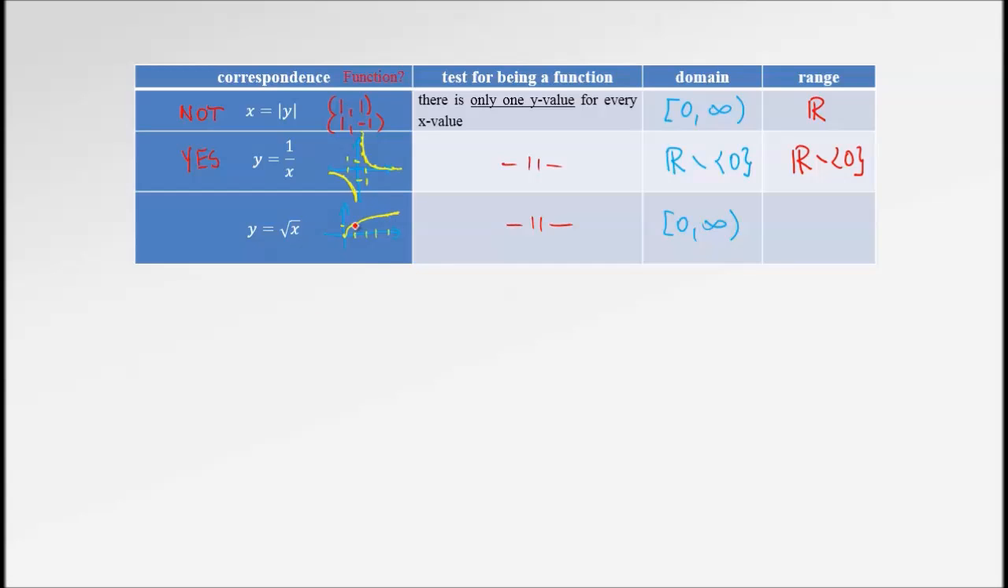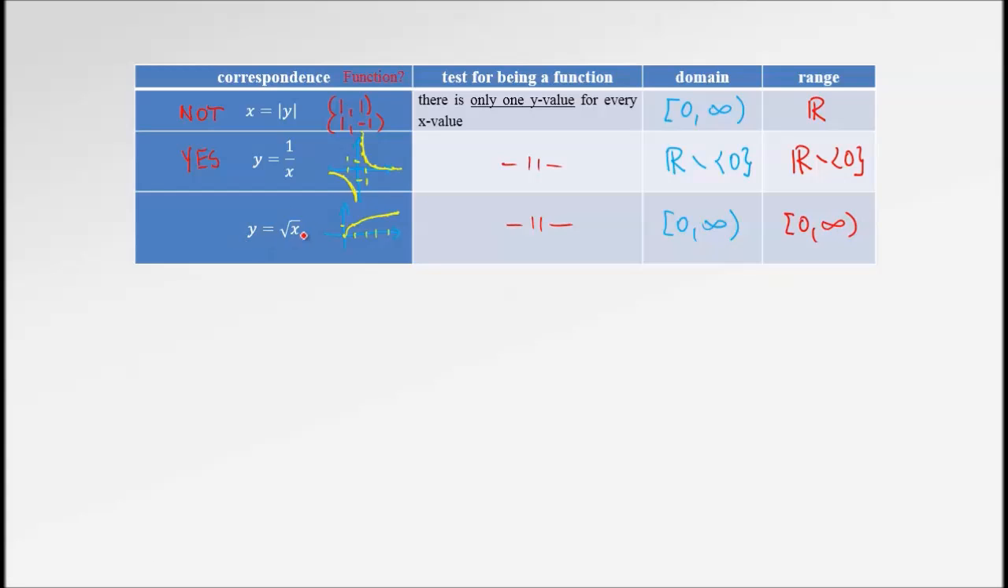While having a graph, it's easier to look at the range. If we project this graph onto the y-axis, everything will be taken from positive part of the y-axis, but the root will never be negative. Can we have 0? Yes, we can. Root of 0 is equal to 0. So y value can be 0 or anything positive. Again, from 0 to positive infinity.